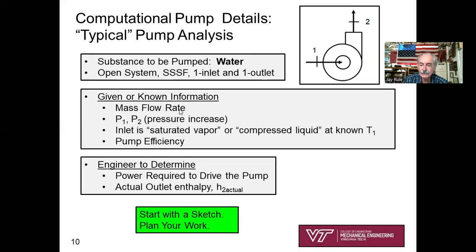Typically, you're given the mass flow rate. Typically, you're able to determine the pressure increase. Typically, you either have P1 and P2, or you're able to determine P2 minus P1, the pressure increase. Nearly all the time, the inlet state of your pump is either going to be a saturated liquid, in other words, water that's nearly boiling, or a compressed liquid, like tap water, like river water. You're trying to pump river water up to water your lawn. Okay, that would be a compressed liquid. You also are typically given or can find the pump efficiency.